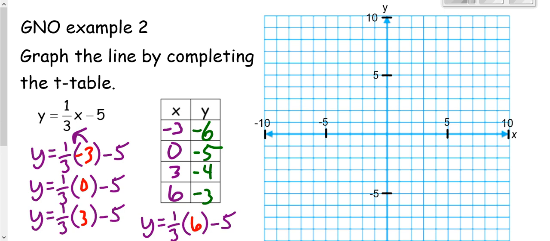So let's put those on the table. -3, -6, we're going in the negative direction. 0, -5 would be here. 3, -4 would be here. And 6, -3 would be here. Graph your line. And put your arrows on the end. And you have your linear function.